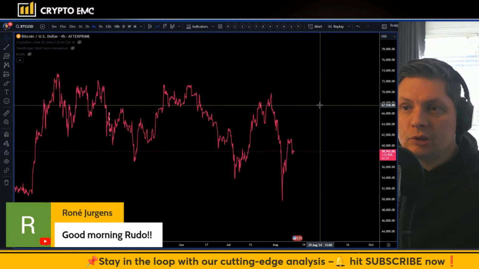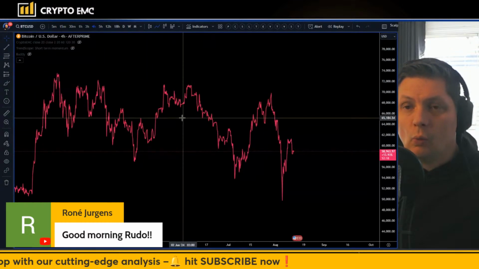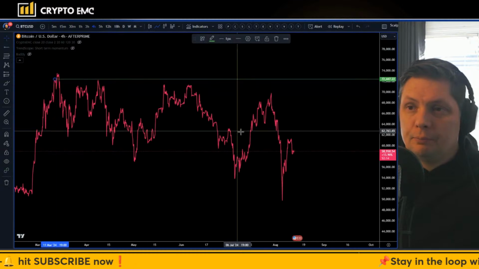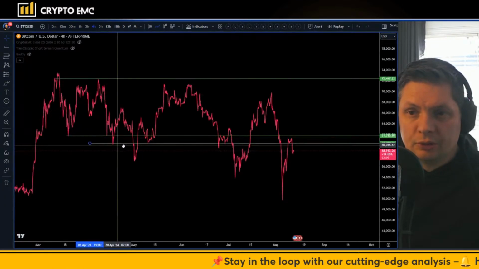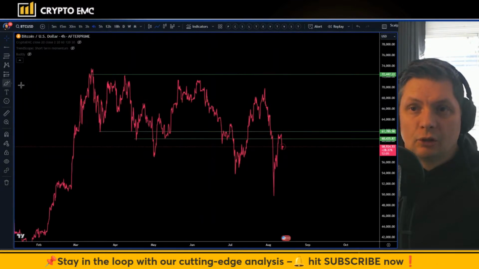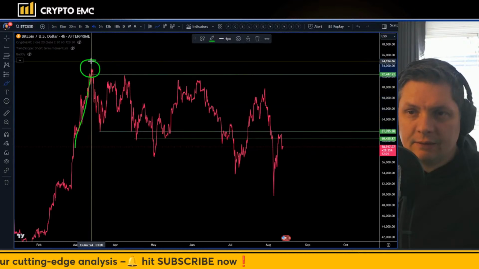So clearly, if we switch to a line tool, it becomes really obvious what we should be doing. Take a horizontal ray, put it at the top, put it at the bottom. You can use those lows, or you can use these lows if you want to. You can clearly see that the market has gone through a distribution now. So what have we done? We've reached a climactic event.